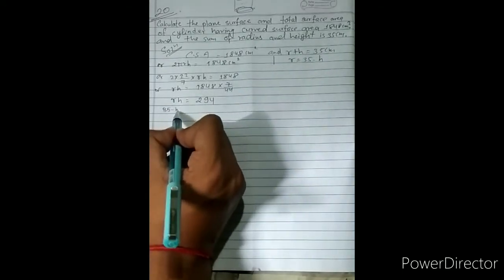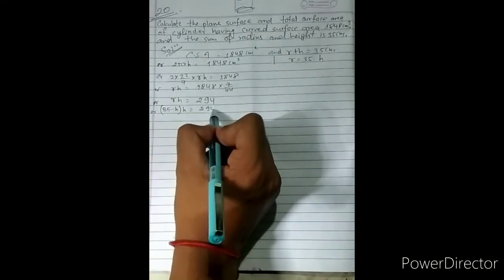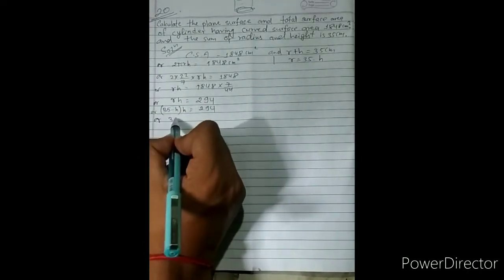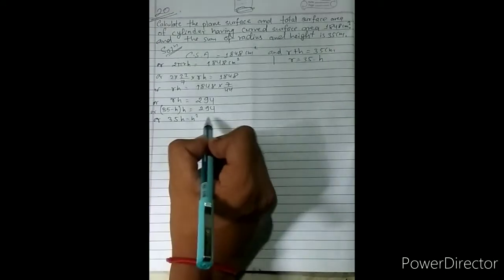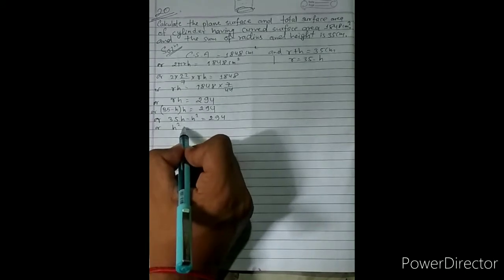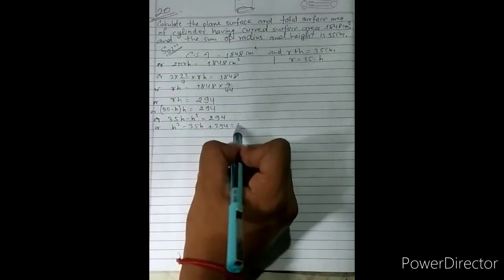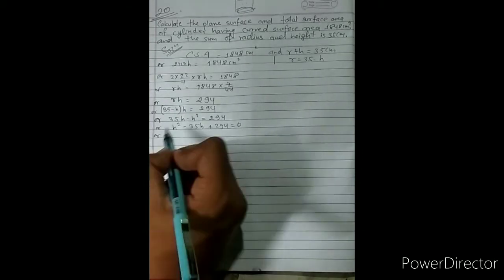35 minus h into h is equal to 294. 35h minus h square is equal to 294. h square minus 35h plus 294 equals 0. Now you can factorize it.